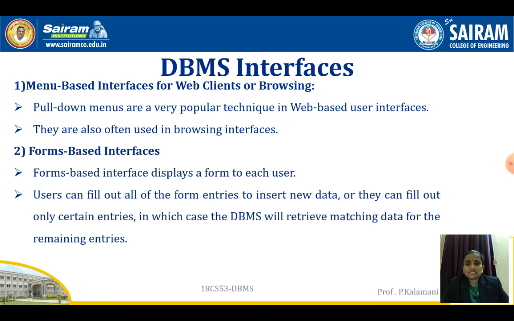Then the forms-based interface displays forms to each user. Suppose, for example, we want to book a ticket in IRCTC, the railway reservation system. One particular form is going to open. There you have to fill in your details: your name, date of journey, source place and destination place, train number, train name, and so on. This information will be filled in the form, then submitted to the database. That is called a forms-based interface.